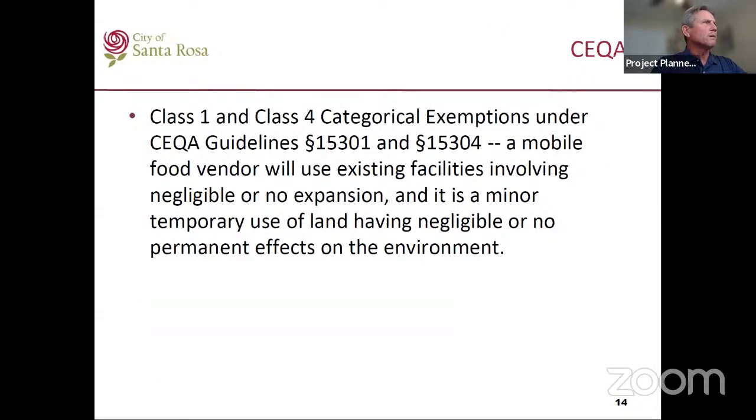Again, this project is exempt as both a class one and class four project under the CEQA guidelines. It's a mobile food vendor that will use existing facilities, and it involves negligible or no expansion. It's a minor temporary use of land having negligible or no permanent effects on the environment. So with that, if you can go to the next slide.